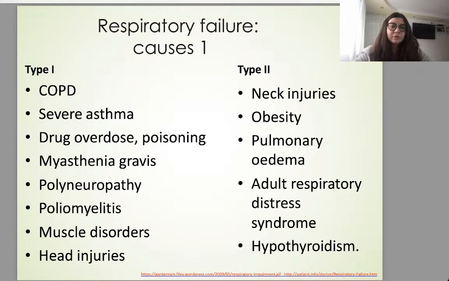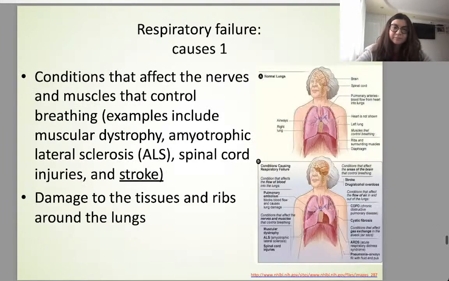Moreover, for type 1, additionally, COPD, we talk about it one more. I note COPD, severe asthma, drug overdose, poisoning. Moreover, it can be caused by myasthenia gravis, polyneuropathy, polymyelitis, muscle disorders, or head injury. And for type 2, it can be neck injuries, obesity, pulmonary edema, adult respiratory distress syndrome, or hypothyroidism.